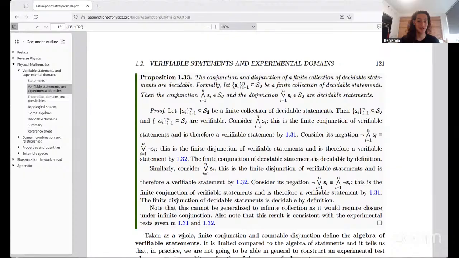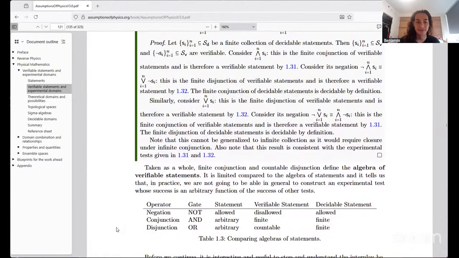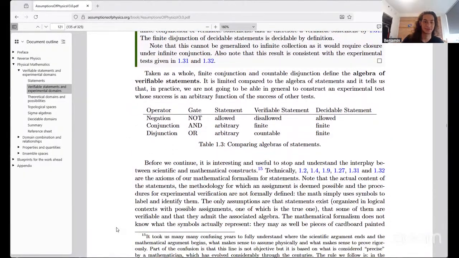Note that this cannot be generalized to infinite collections, as it would require closure under infinite conjunction. Also note that this result is consistent with the experimental tests given by 1.31 and 1.32. Taken as a whole, finite conjunction and countable disjunction define the algebra of verifiable statements. It is limited compared to the algebra of statements, and it tells us that in practice we are not going to be able, in general, to construct an experimental test whose success is an arbitrary function of the success of other tests. And here we have a table.